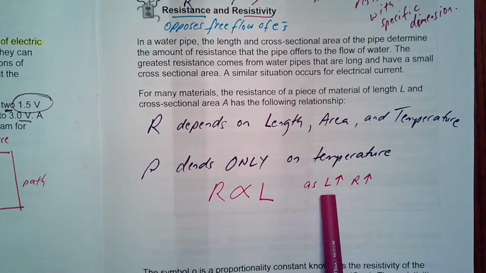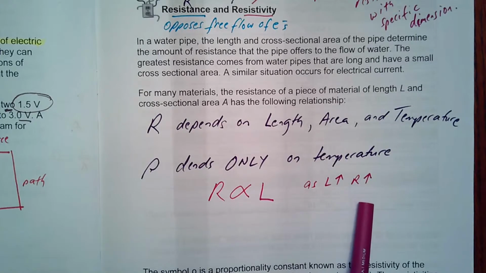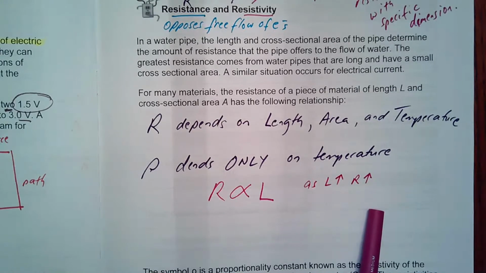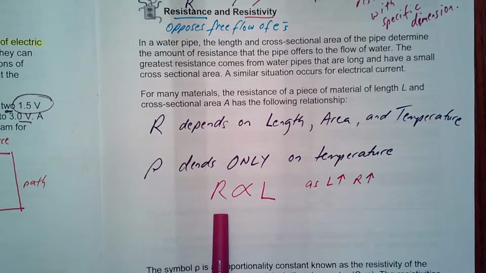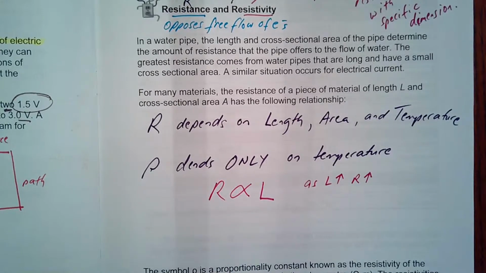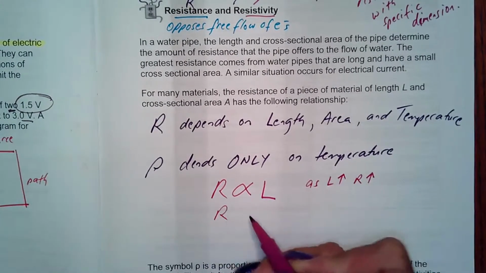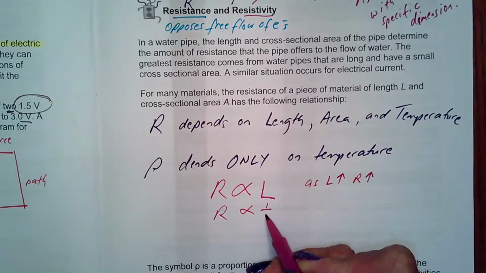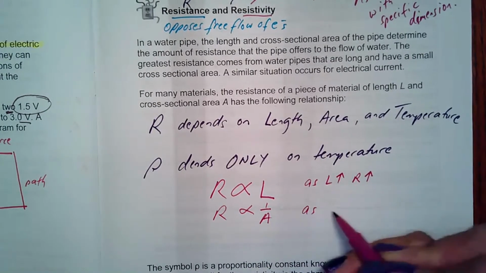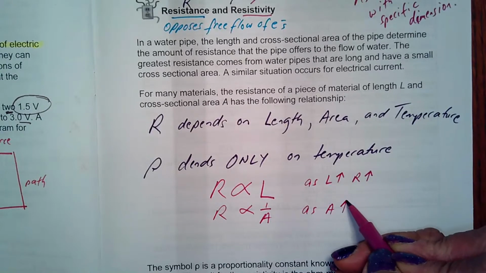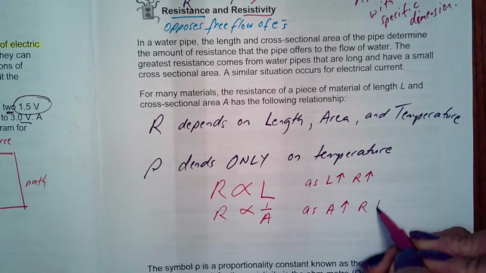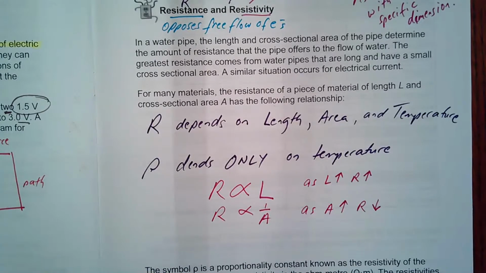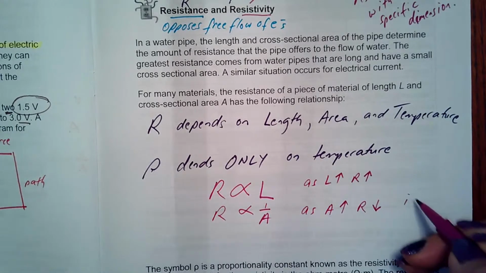Because the longer the wire that you use, the more resistance you're going to get. So you try to minimize that resistance so that you don't burn that wire and cause a fire, because resistance is directly proportional to the length. Resistance is inversely proportional to the area. So as the area increases, resistance decreases, and vice versa. So this is an inverse relationship.